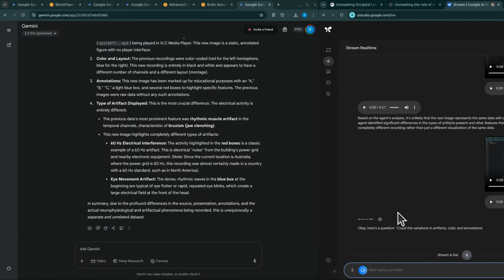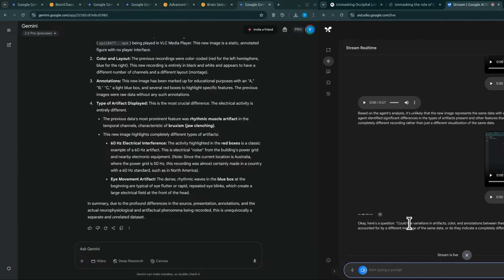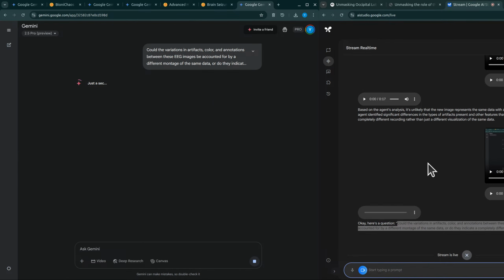Okay, here's a question. Could the variations in artifacts, color, and annotations between these EEG images be accounted for by a different montage of the same data? Or do they indicate a completely different recording?